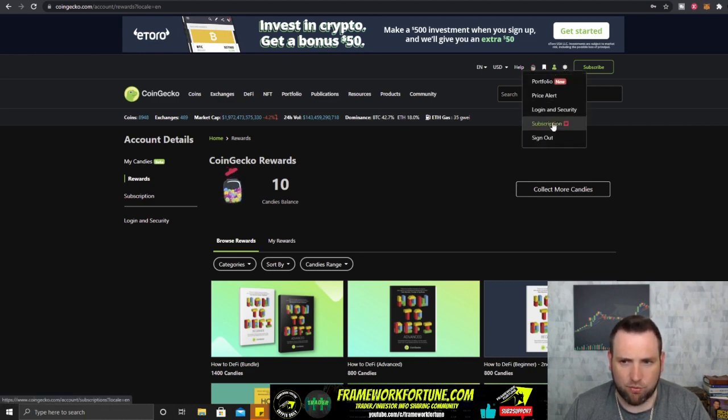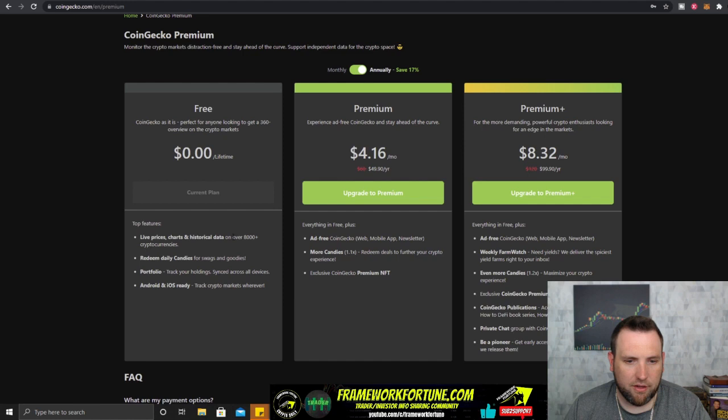They do have multiple pricing plans, and here are their different plans. The free one is what I'm using. You get the live prices, charts, and historical data. You can redeem the daily candies. You can track your portfolio, and you get access to the app. If you do want to pay for it, it's $4 a month, which is an annual payment, so it saves you more money if you buy the subscription up front.